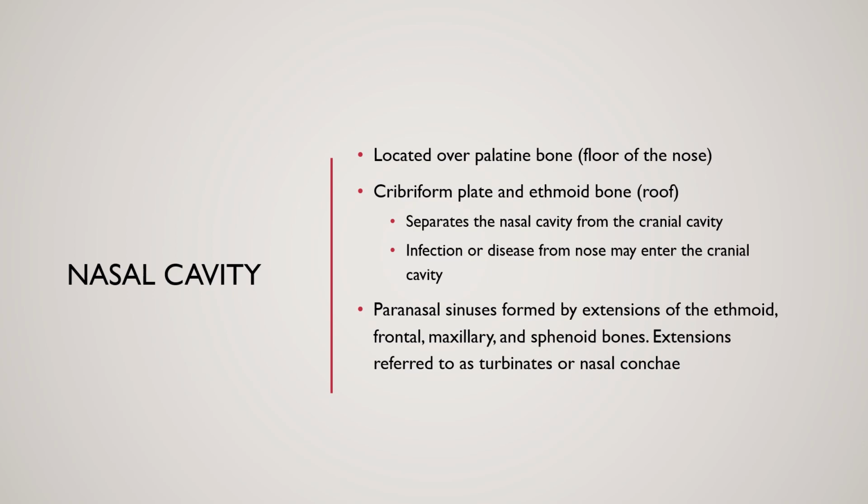Paranasal sinuses are formed by extensions of the ethmoid, frontal, maxillary, and sphenoid bones, and then obviously our sinus names will match that. The extensions are referred to as turbinates or nasal concha. So just a little bit on the sinuses. As air passes through the sinuses, it is warmed, humidified, and filtered. Nasal cavities drain into superior, inferior, and middle meatus. The nasal lacrimal duct drains into the inferior meatus.